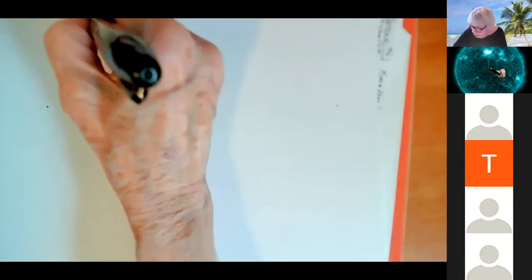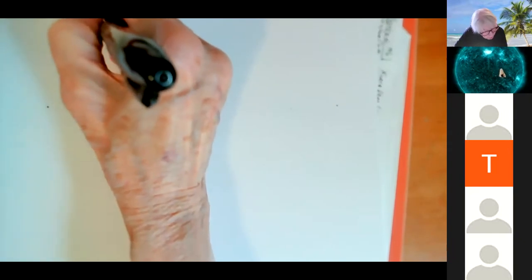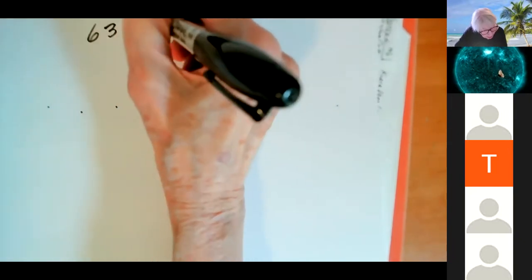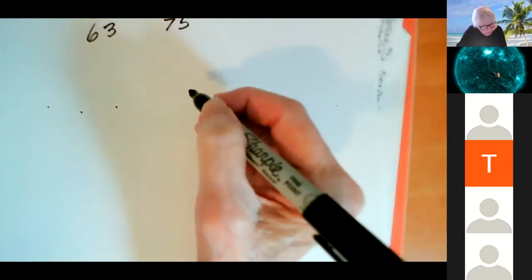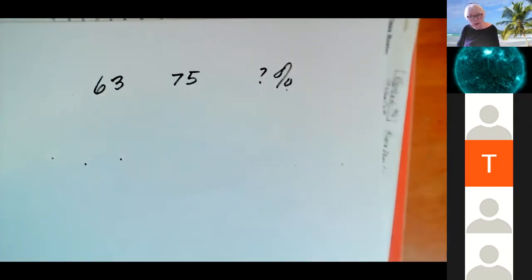The next one is about basketball scores. A person made 63 out of 75 free throws. What percentage? That's the question. Isn't this the same question? Just because it's basketball, who cares? Right?